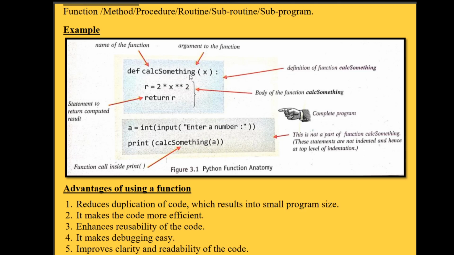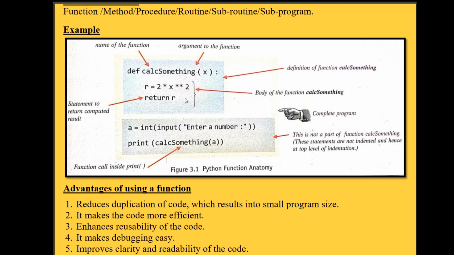Now, which is followed by a colon. So the complete first line is known as function header, and the rest, all the statements, are collectively known as body of the function. And the return statement is used to return the computed value from the function to the calling statement. So we can say function header plus body of the function is known as definition of function.